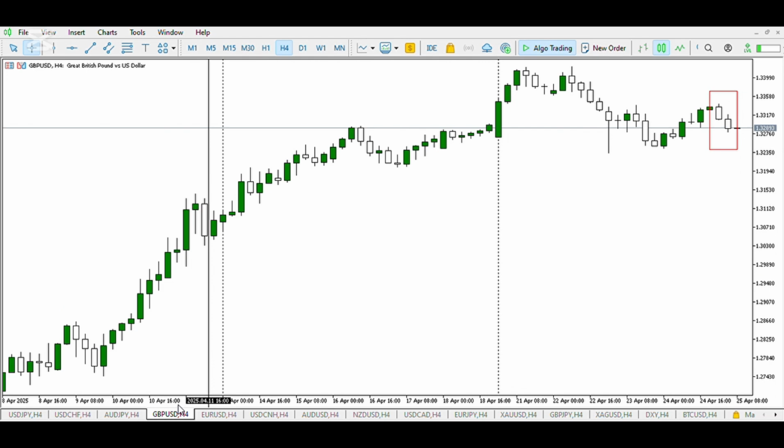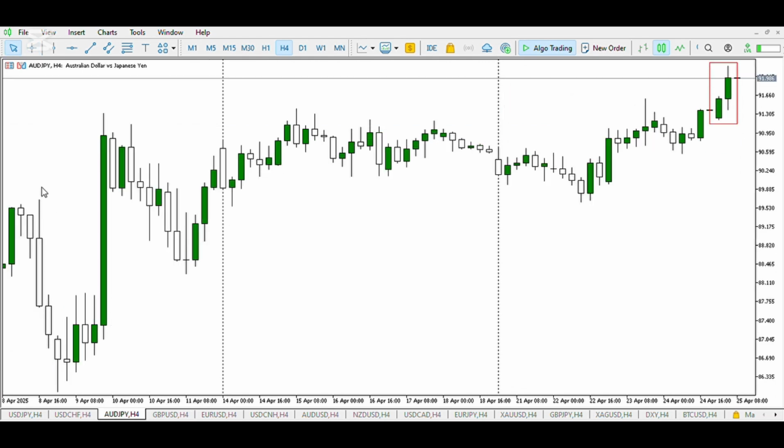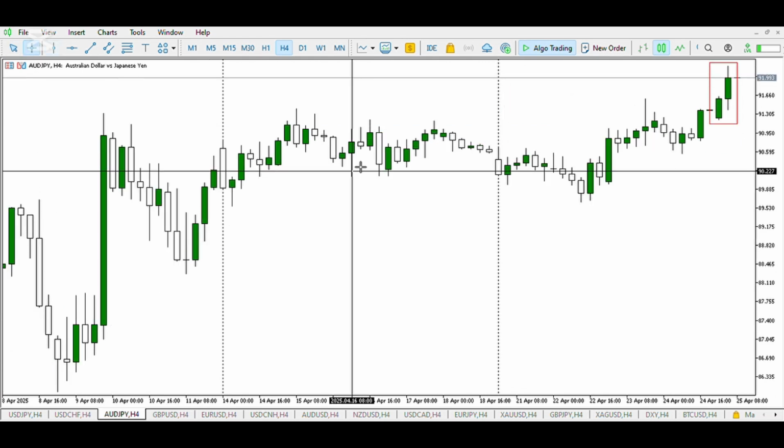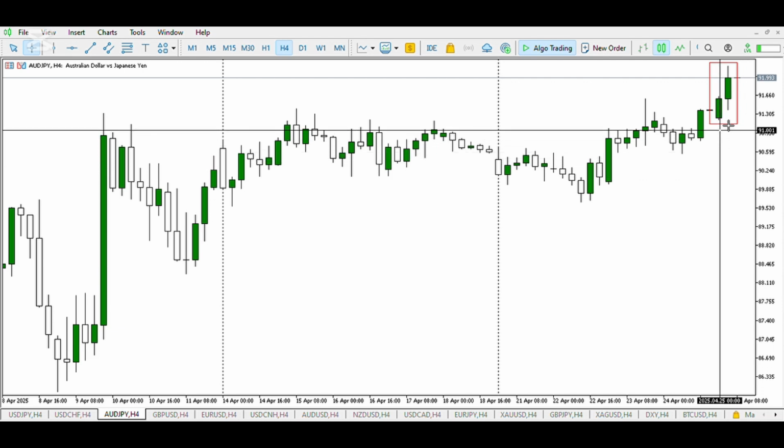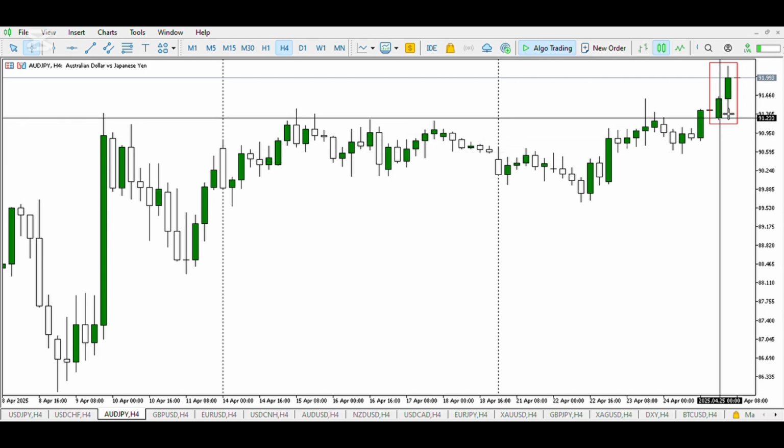The market is always moving from one liquidity zone to another, and this is why the forex market is still in existence today. Without liquidity, there would be no balance in the market.